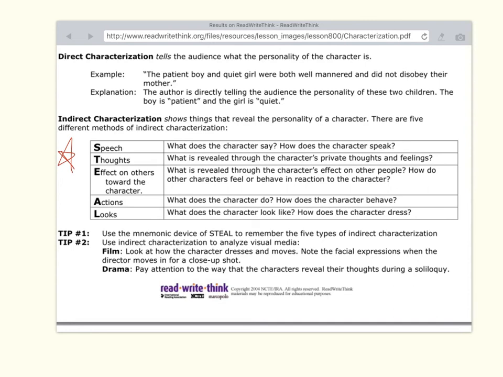So again, go ahead and write down an example of a character you can think of that was directly characterized, perhaps in a movie, and then one that we had to learn about through the things that they have listed here: speech, thoughts, effect, actions, and looks.